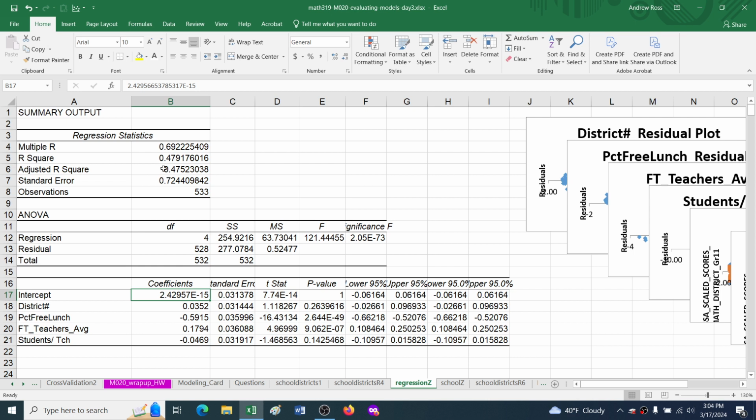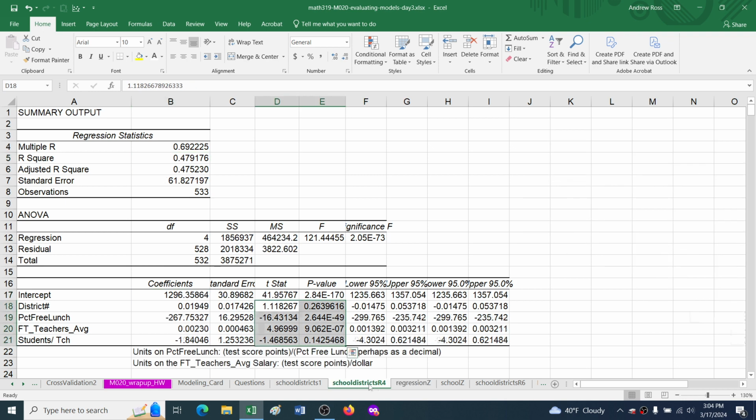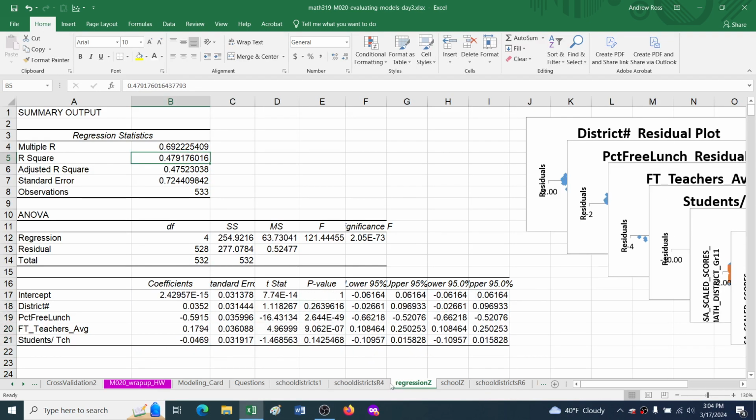We could also ask what's the r squared and adjusted r squared, how does that change between the two? And that's pretty much the same. So that's because that's a unitless measure and shouldn't change when we change the units of the input variables.